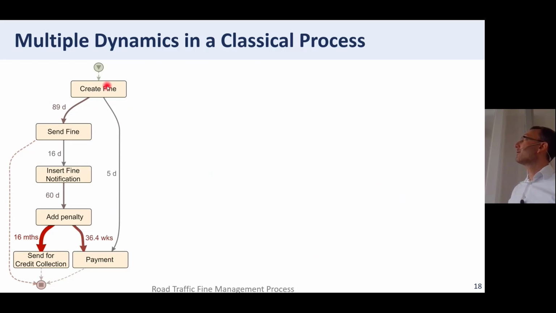Or if you don't pay, then after, on average, about 90 days, you get a letter, the fine is sent to you. Then either you pay then, or a fine notification is inserted, and a penalty is added, and maybe then you pay, but much later, or things are sent for credit collection. So that's the process, right? I want to show you how to look at this differently.